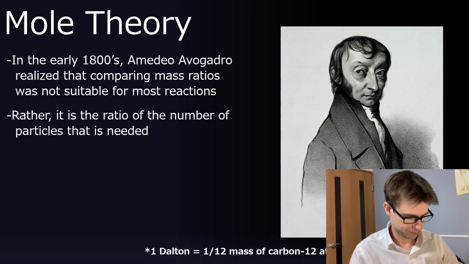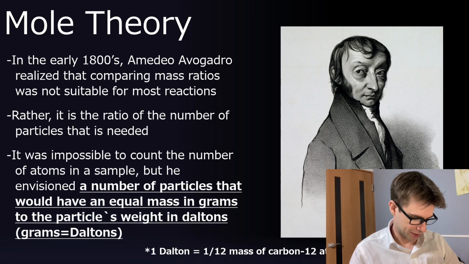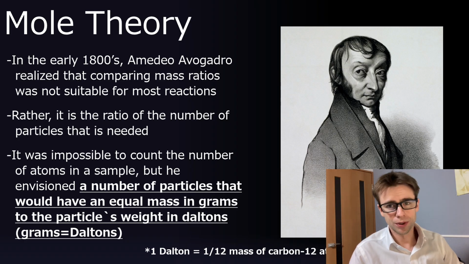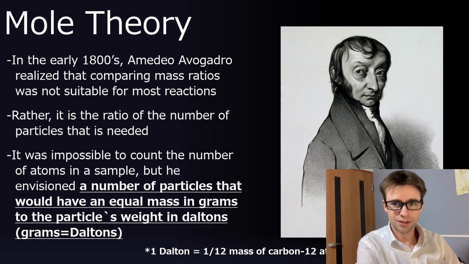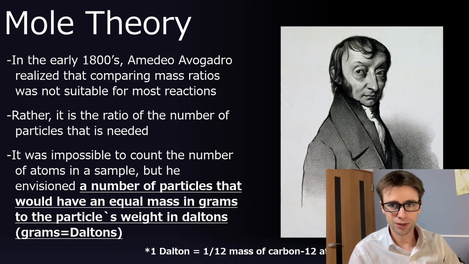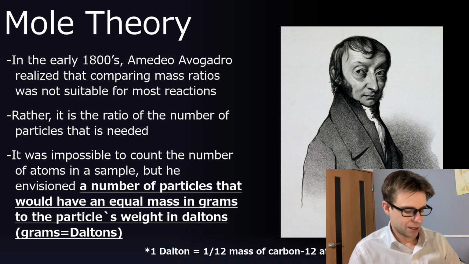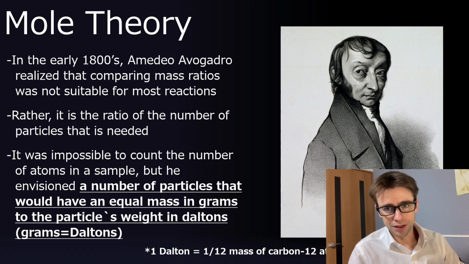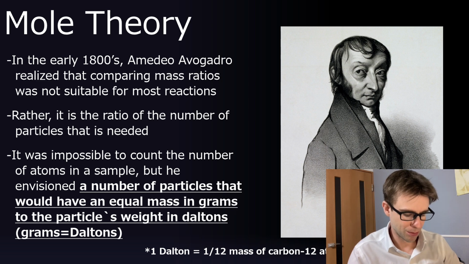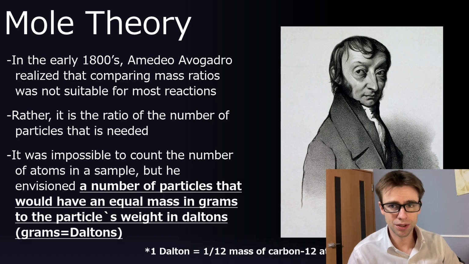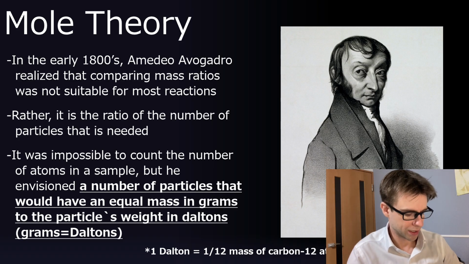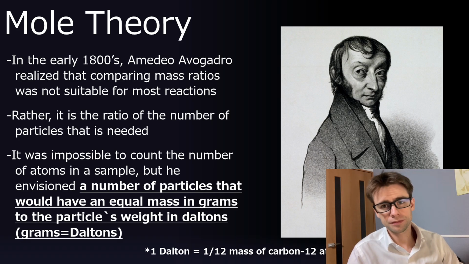That's what we need. It was impossible to count the number of atoms in a sample, though. You can imagine in the 1700s or the 1800s, it's very difficult. We can't even do that now that easily, to count a specific number of atoms. But after we've defined the Dalton, Avogadro and probably some others had the idea, okay, so there must be a number of particles that would have an equal mass in gram units to the particle's weight in Daltons.